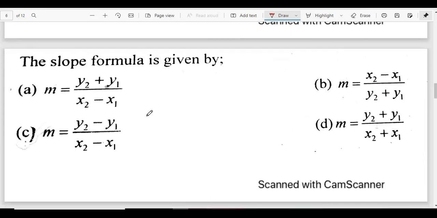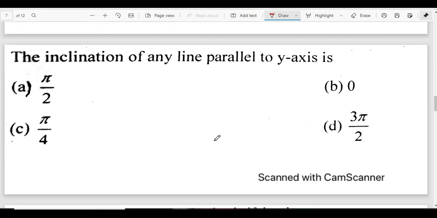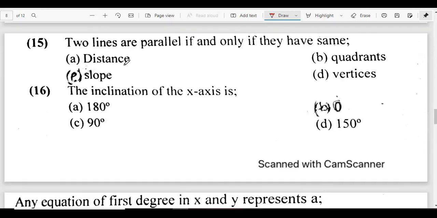Okay, so it says the slope formula is given by y2 minus y1 divided by x2 minus x1. That would be option C. That's very simple, the formula. Okay, so it says the inclination of any line parallel to the y-axis is, right? Now, inclination means basically the angle. If something is parallel to the y-axis, it obviously means that it is 90 degrees away from the horizontal. So in radians, that should be pi by 2. So the answer is A.